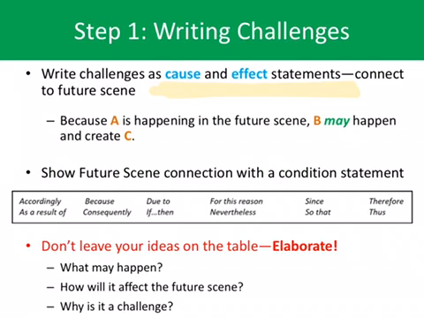Now what we'll see here, using A, B, and C, is just a generic setup, but this is essentially the template that you'll work with, and then using synonyms and things like that, kind of make it sound more colorful. So because A, or because blank is happening in the future scene, B may happen and create C. So that's essentially the template that you'll be filling in different things, and you can do this by channeling your thinking through those categories that we saw in the previous slide.